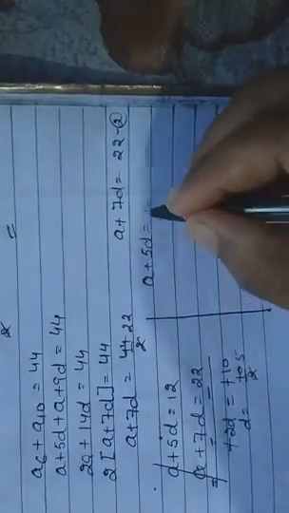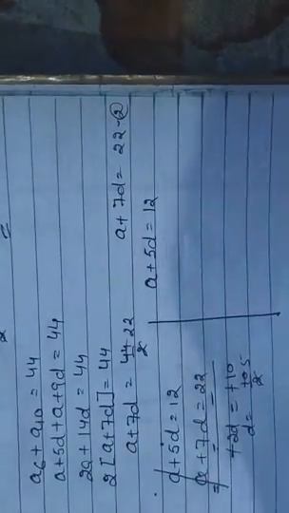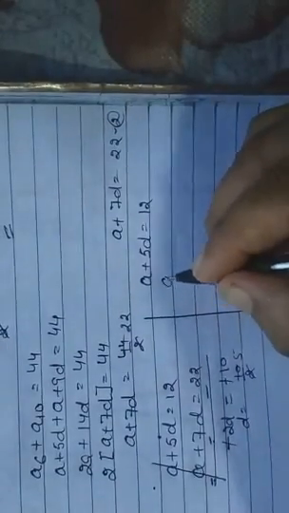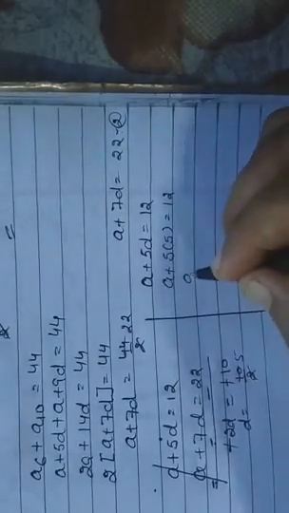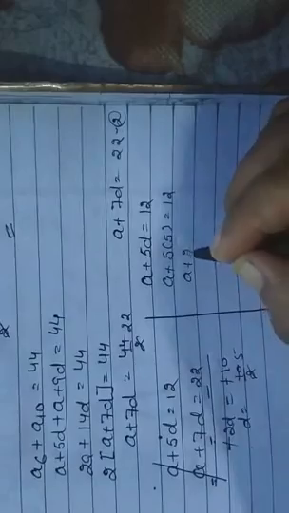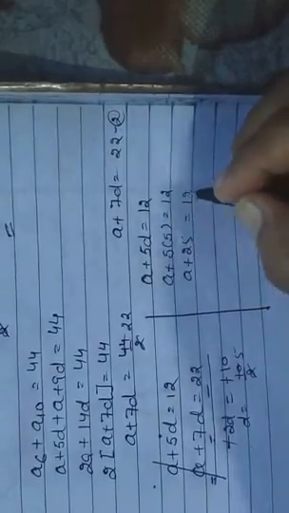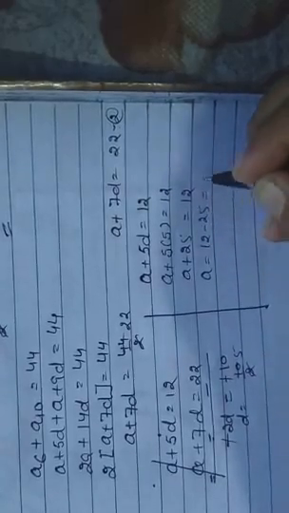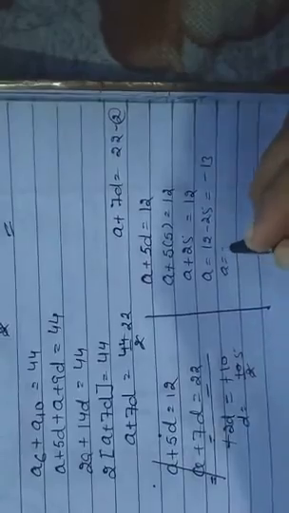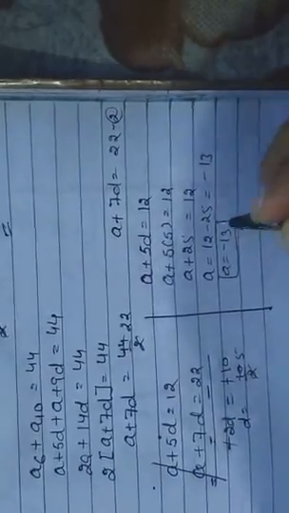Now, we can substitute the value of D in any of the equations. So I am considering the first equation here, that is A plus 5D equals 12. Substituting the value of D, that is 5, so A plus 25 equals 12. Then A will be 12 minus 25, that is minus 13. So we have got the first term as minus 13.